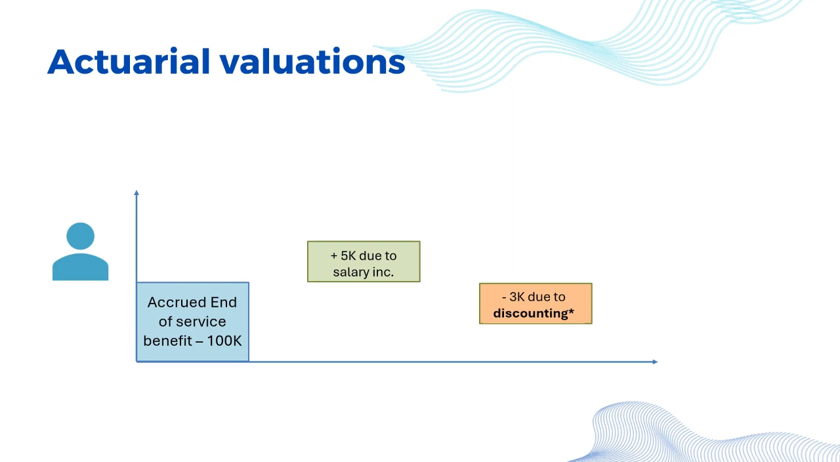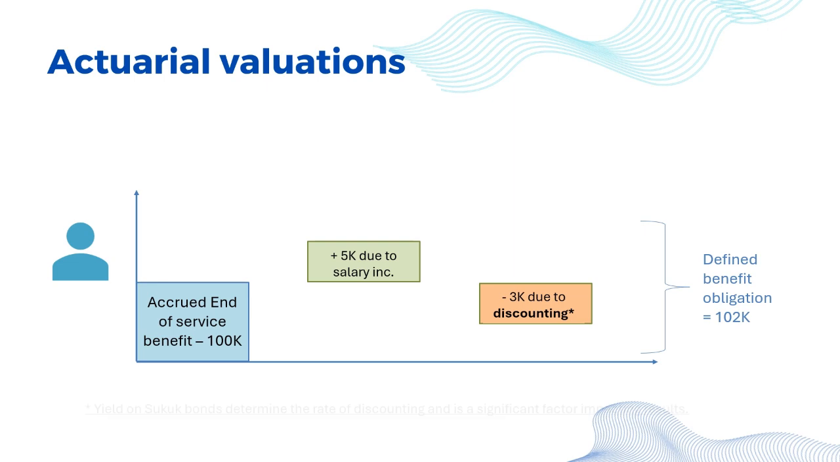Thus, the net liability or defined benefit obligation for the employee's end-of-service benefit, using actuarial valuation, will be 102,000 Saudi Riyal. This process is repeated for each employee, and the aggregated total of all employees' liabilities forms the overall scheme liability.